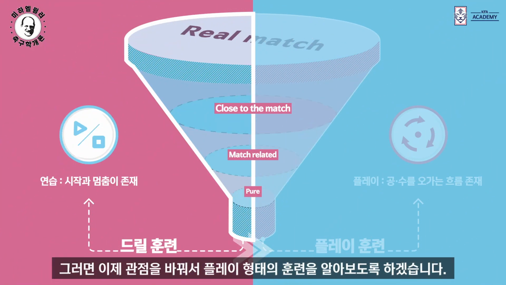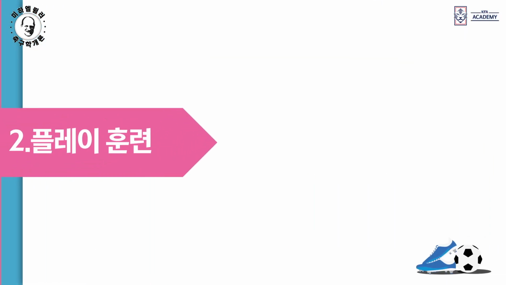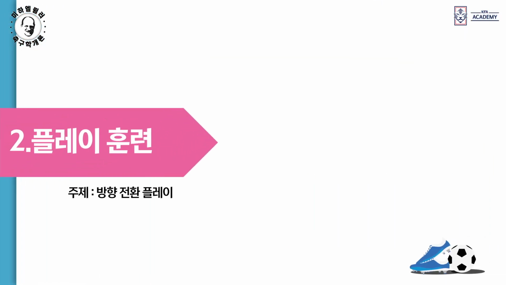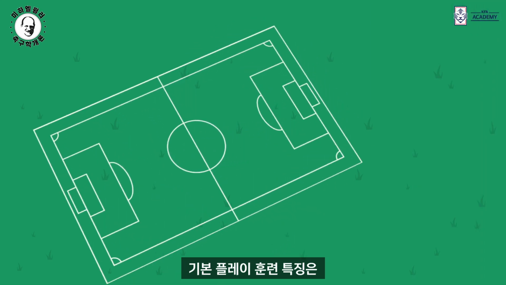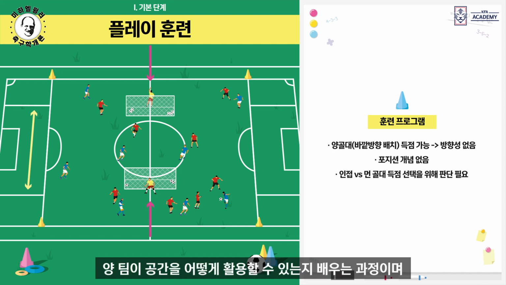Let me switch to the game forms, and let me start with a pure game. In this training form, the players have to make the right decision, either by switching or scoring near the goal. Both teams learn how to use the proper space.